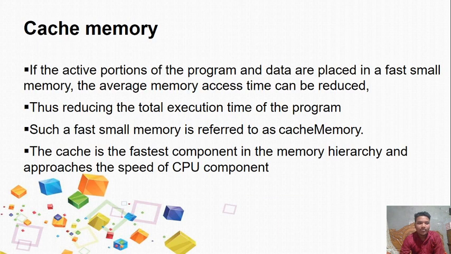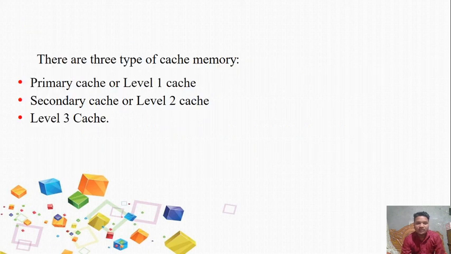Then the cache memory. If the active portions of the program and data are placed in a fast small memory, the average memory access time can be reduced, thus reducing the total execution time of the program. Such a fast small memory is referred to as cache memory. The cache is the fastest component in the memory hierarchy and approaches the speed of CPU components. There are three types of cache memory: primary cache or level 1 cache, secondary cache or level 2 cache, and the level 3 cache.